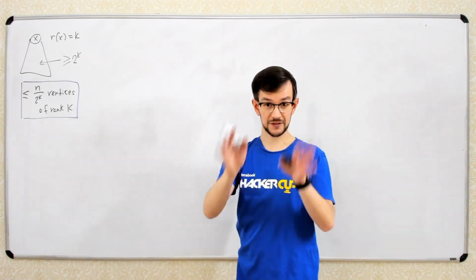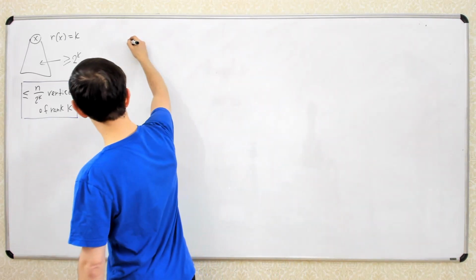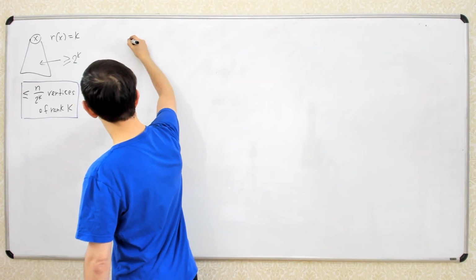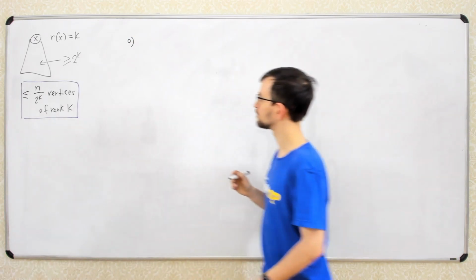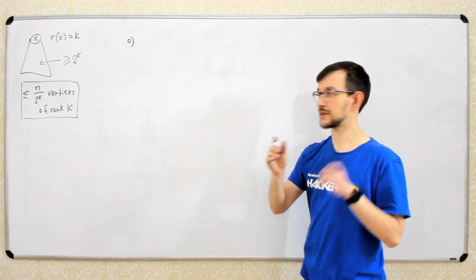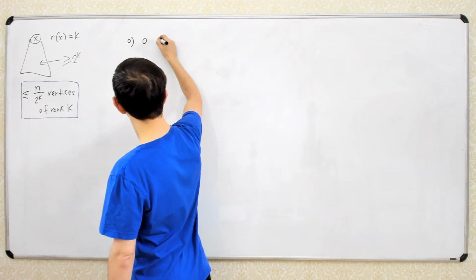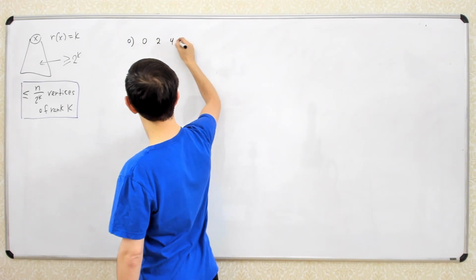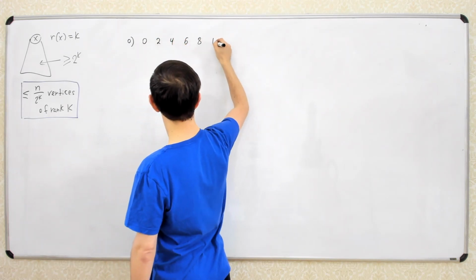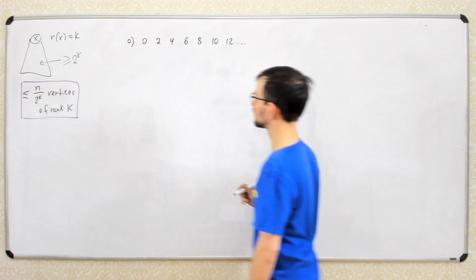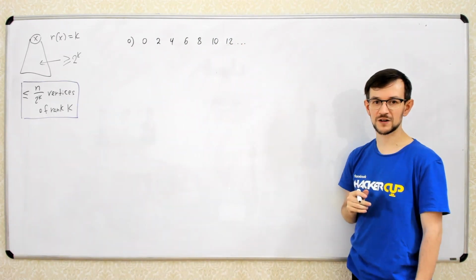So let's introduce them like this. Let's have sequence 0. Sequence 0 will be like this. You have the integers 0, 2, 4, 6, 8, and 12. That's all. Very simple sequence.